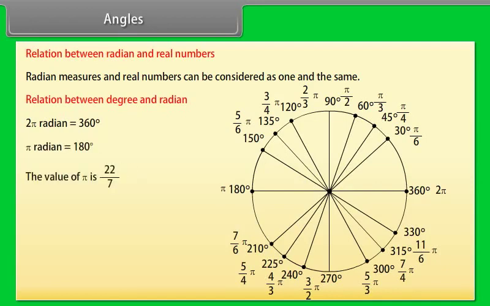The value of pi is 22/7. We can find that 1 radian is equal to 57 degree 16 minutes, and 1 degree is equal to 0.01746 radian.